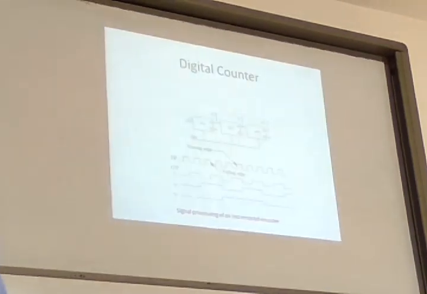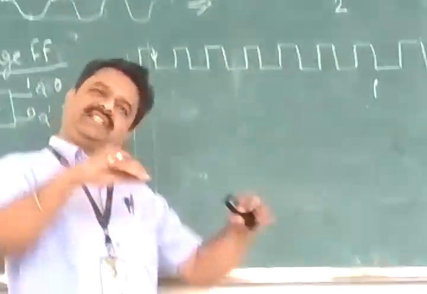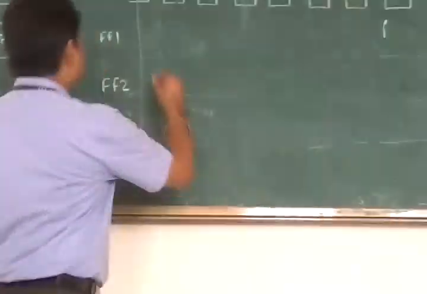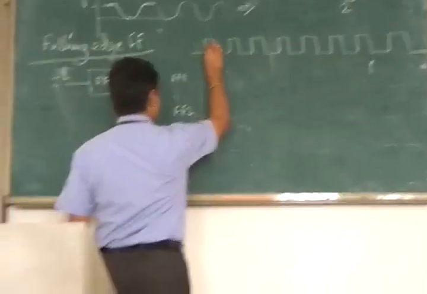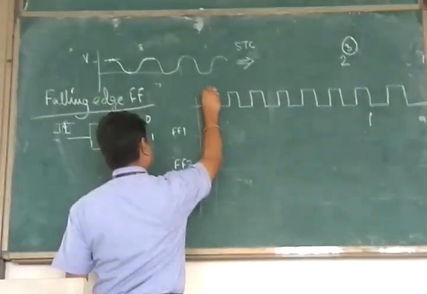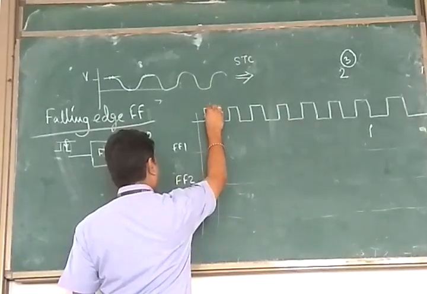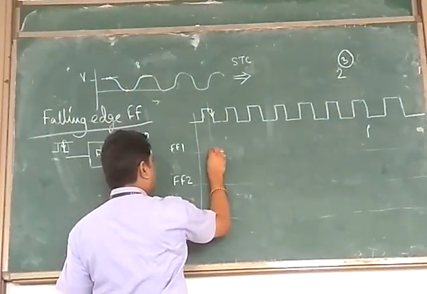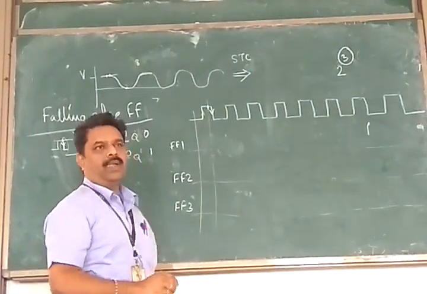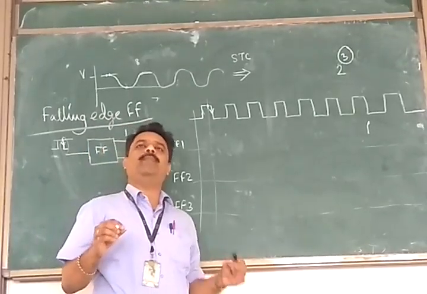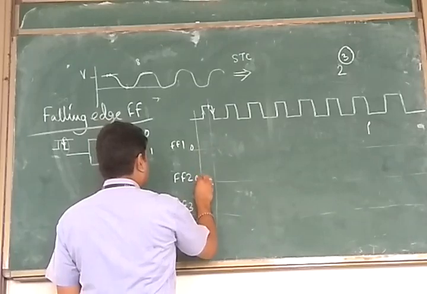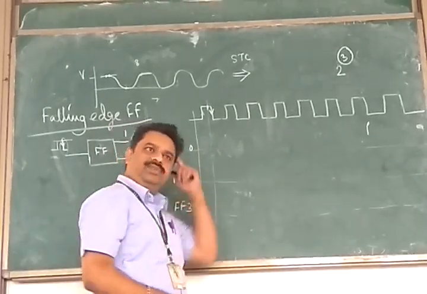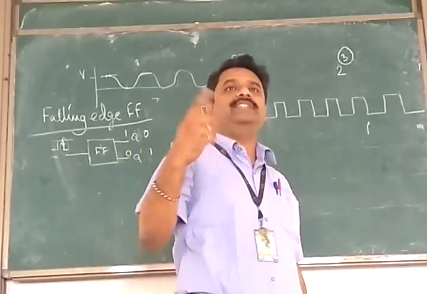Okay. Now, initially, I have reset to 0. Now, the disk started rotating. It is in the rising edge for some time. Even now, will there be any output in flip-flop 1? Right now, it is 0 because I have reset it to 0. Isn't it? When will the flip-flop change its state?